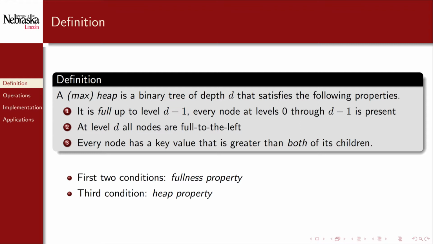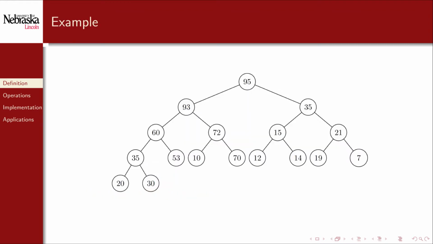The first two conditions together are known as the fullness property, because the tree is full or complete except for possibly the last level, but which is full to the left. The third condition is known as the heap property and provides a different structure on node keys than binary search trees. Here's an example. From the root level to the depth 3, every node and every child is present. At the deepest level, we only have two nodes, but their position is all the way to the left. Moreover, the key of every node is larger than both of its children.